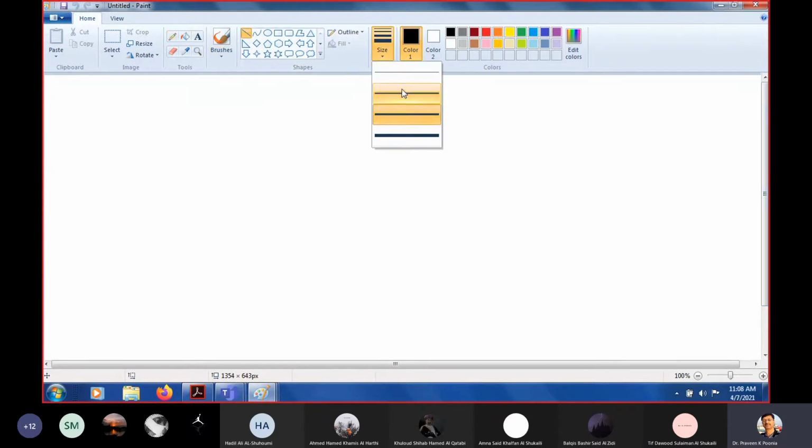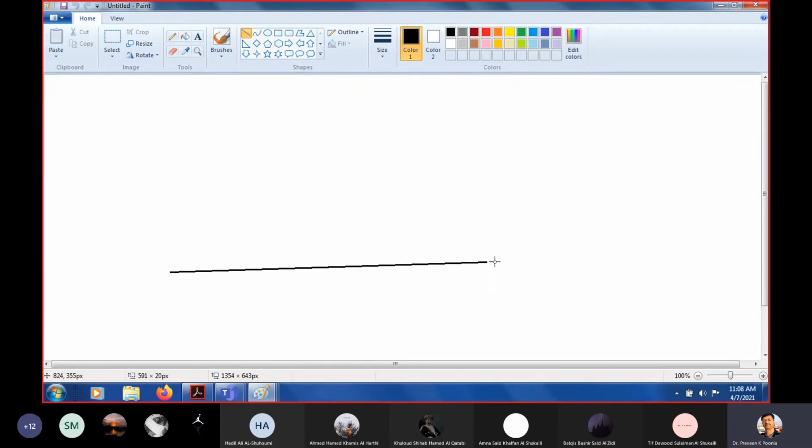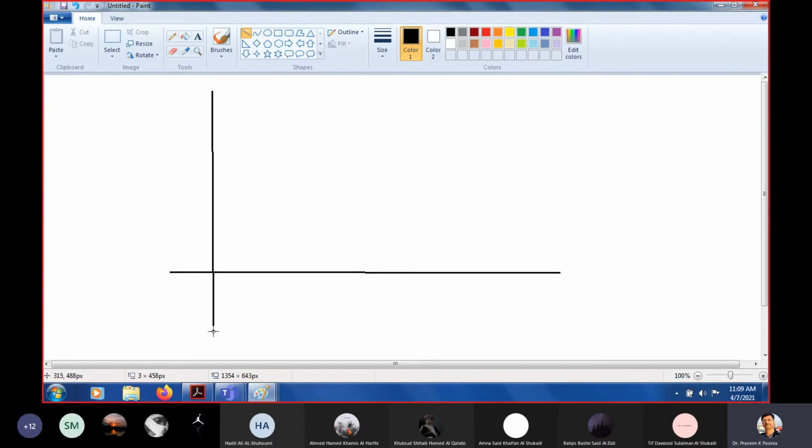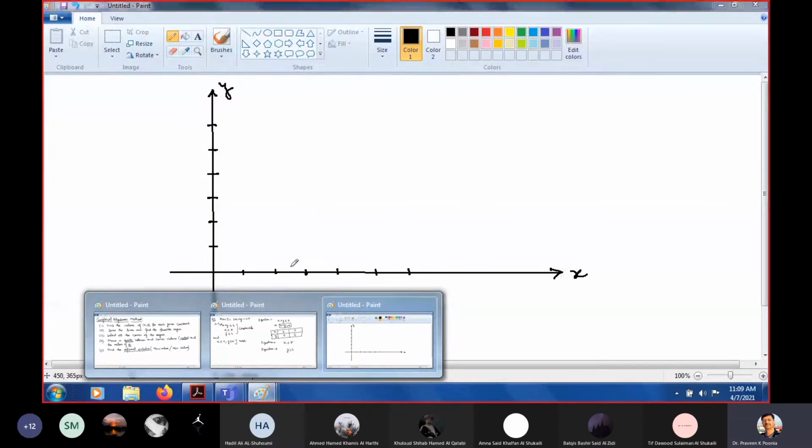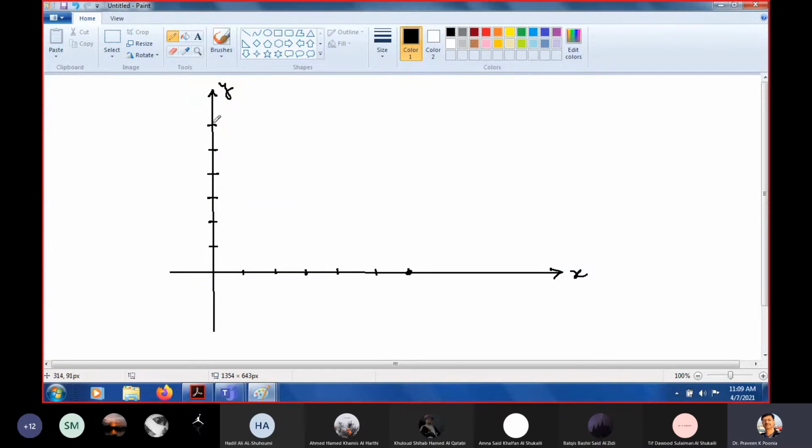Let us select the equation. This is the x-axis, and this is the y-axis. This is x and this is y. Now mark the points. It is 1, 2, 3, 4, 5 and 6. It is 1, 2, 3, 4, 5 and 6. This is clear. Now if you see the values, x is 6, y is 6. So here this is 6, here this is 6.